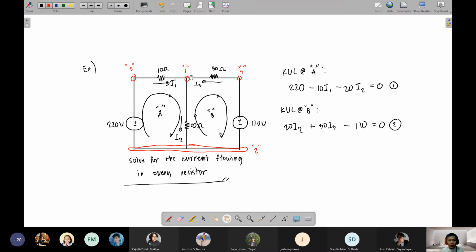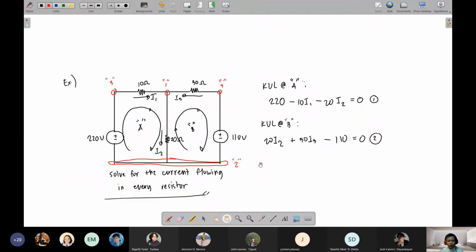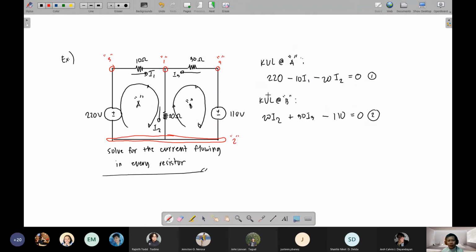But we don't have to worry about that because we only need one equation. Okay? So, as I said earlier, as long as you perform step 3 and step 4, you will achieve your desired number of equations. It will not happen otherwise. Okay? So for this one, we can apply KCL at node 1.